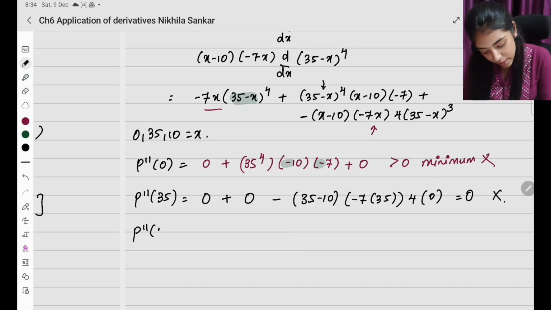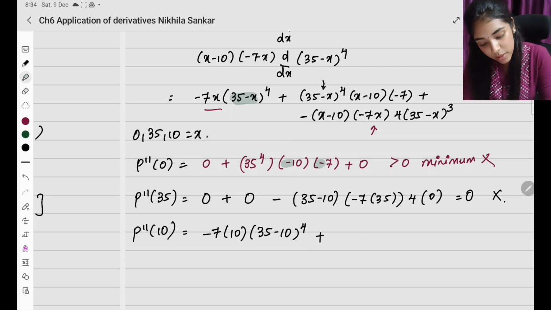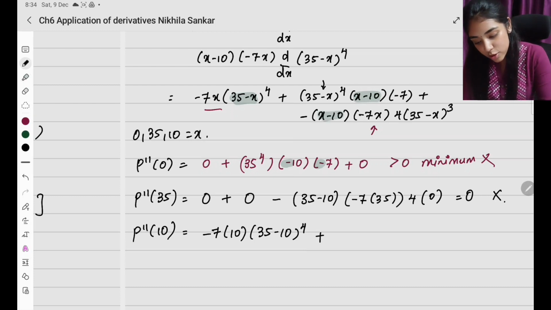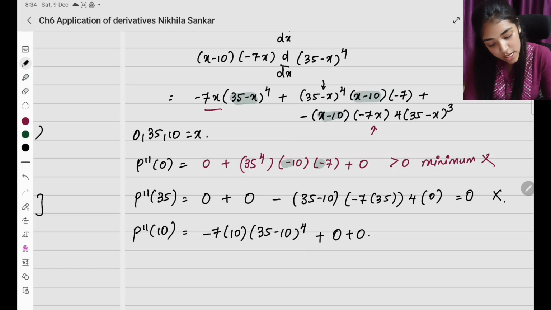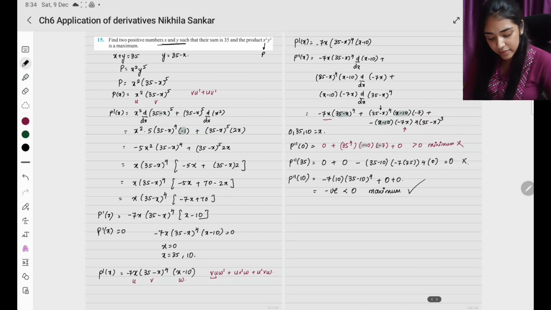So I have P double dash of 10, which is going to give me the right value. For the first term, I have minus 7 times 10, 35 minus 10 the whole power 4, plus the second term is going to become 0 because I have x minus 10 here. And the third term is again going to become 0 because I have x minus 10. So 0 plus 0, so the final answer is going to be negative, which is less than 0. So we are talking about the maximum value. So this is what we are talking about. So my value is going to be 10.